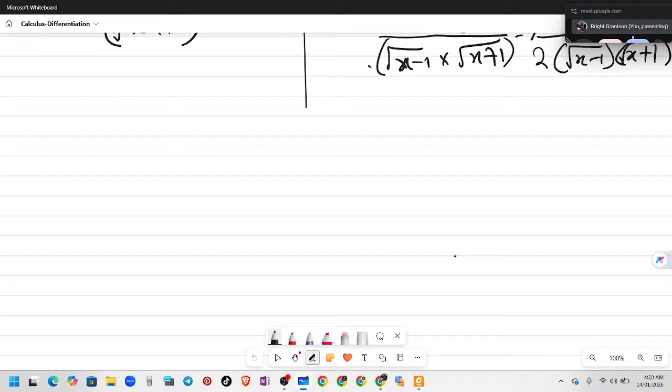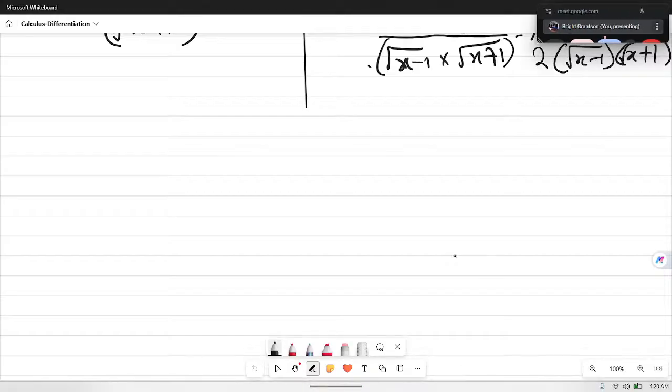So we are doing rules of differentiation. Let me rotate my screen. Okay, so differentiation is very interesting. Algebra should be very clean.